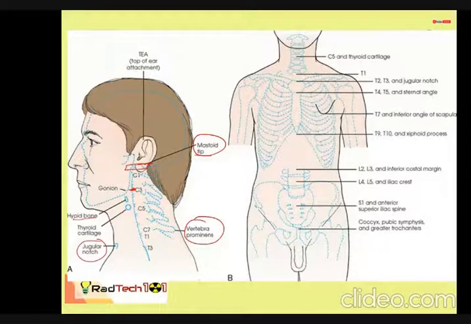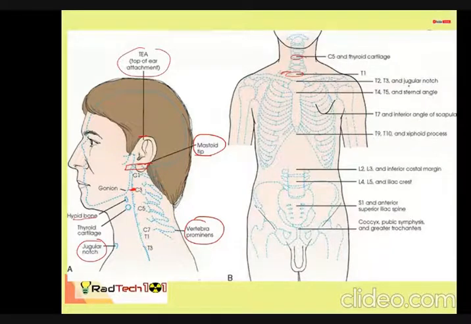This portion here is the top of ear attachment. There are also examinations involving the skull where we need to locate the TEA, or the top of ear attachment. For C5, this is the level of the thyroid cartilage. In males, the thyroid cartilage is like the Adam's apple area. And this is T1. As I said, this is the uppermost portion of the rib.